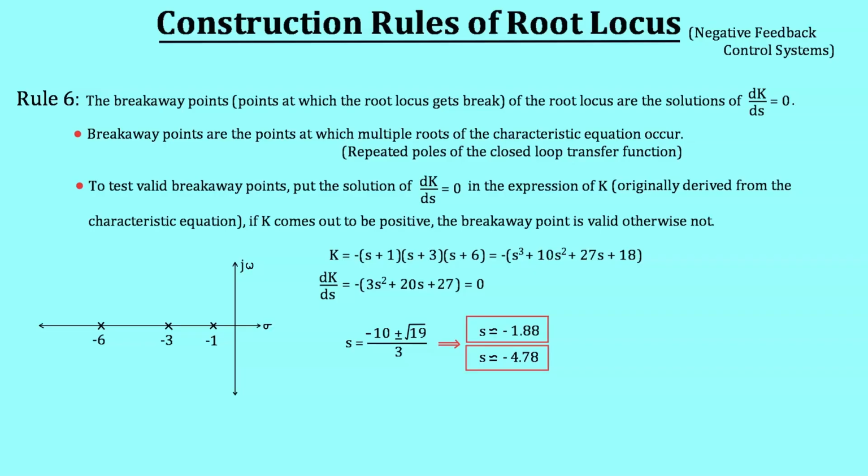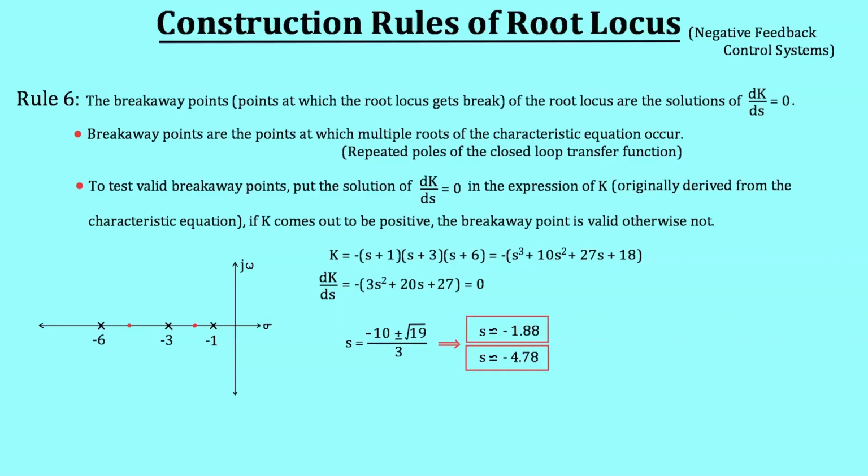Even though there is a proper method to check whether the solutions are valid breakaway points or not, sometimes a little bit of common sense is enough to determine whether the point is a valid breakaway point or not. For example, if we try to mark these points, then you will see that one point is lying between minus 3 and minus 1 and the other point is lying between minus 6 and minus 3. We also know that the breakaway points always lie on the root locus. On the other hand, a centroid may or may not be lying on the root locus.